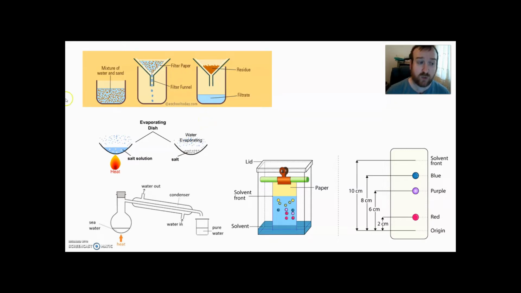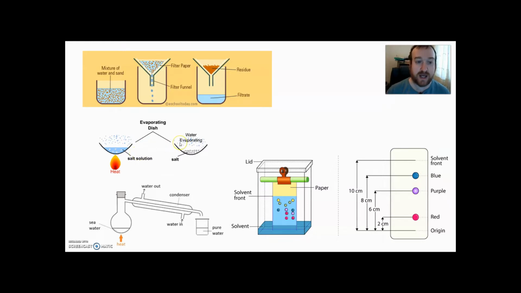We filter first, and the order is important. We filter out the insoluble solid from the liquid, because it doesn't fit through the holes in the paper. The liquid does, the particles are small enough to fit through, but these larger solid bits won't fit through the holes in the filter paper. And then we evaporate off the solvent, and it leaves behind the solute, which is the salt from our solution that is the mixture of the water and the salt. We're separating by melting points or boiling points really here.